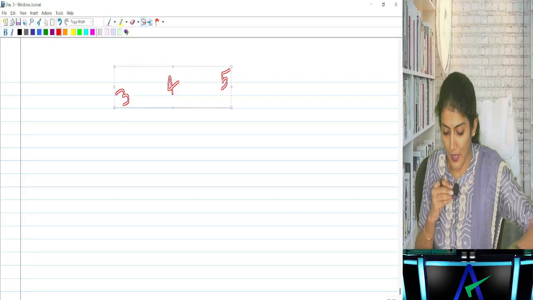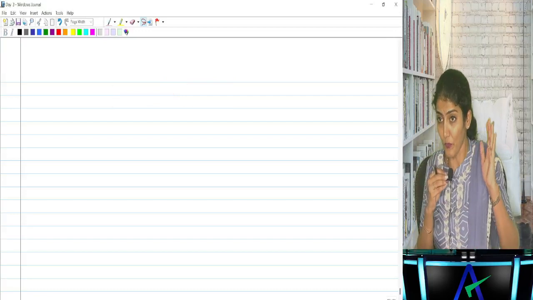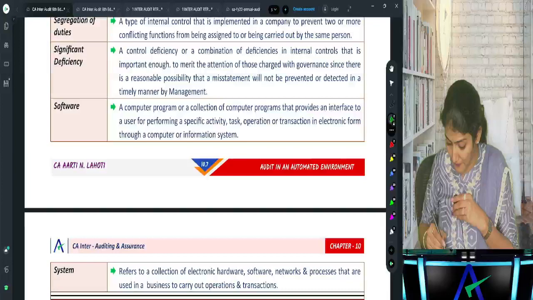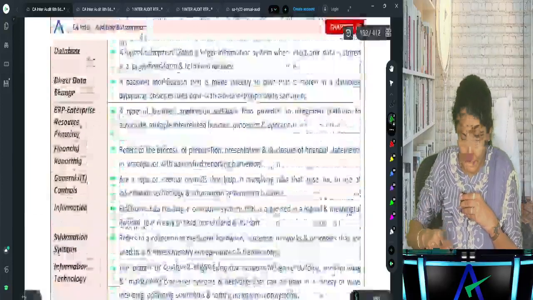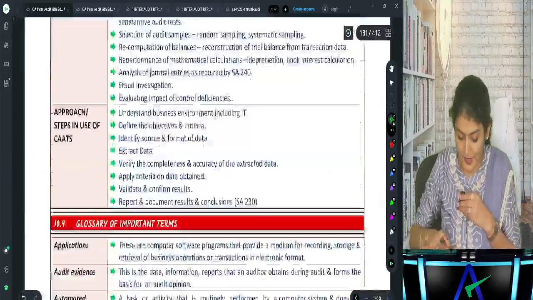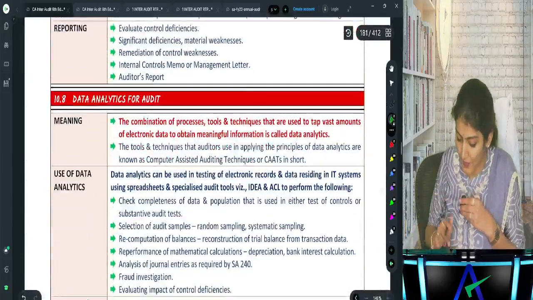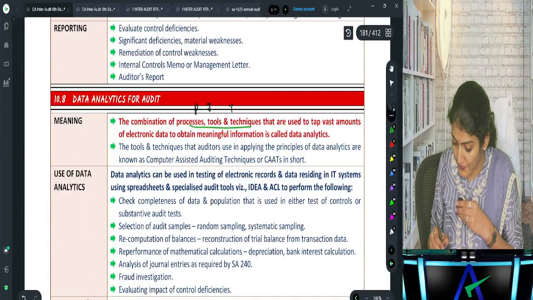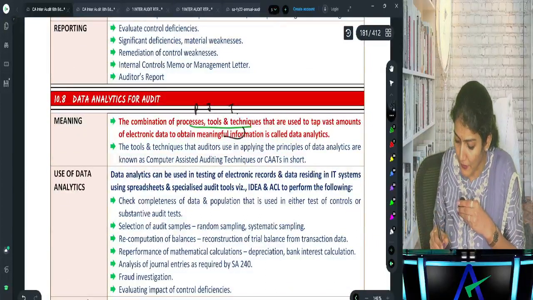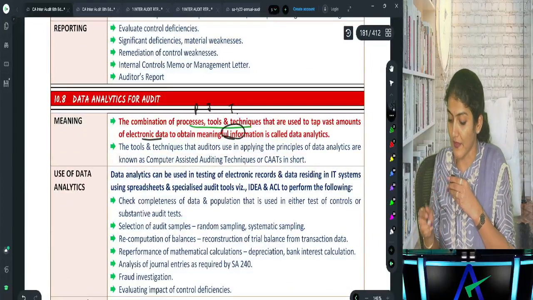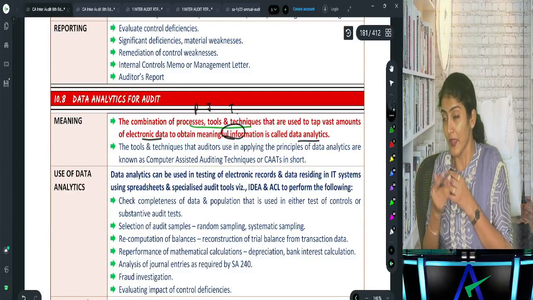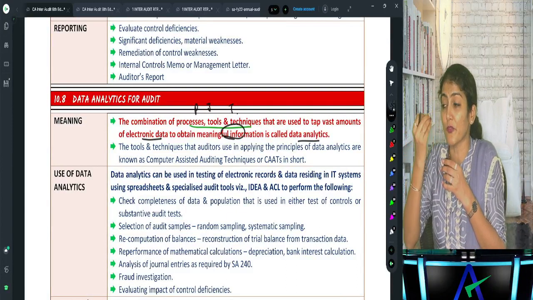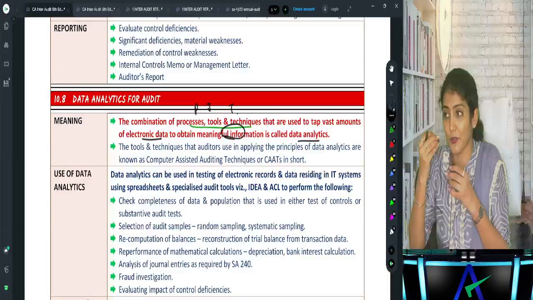Okay, right. So now let's come to the discussion of the automated environment. And now what do we say? In an automated environment, the auditor makes use of data analytics, right? What is data analytics? The combination of PTT. What is PTT? Processes, tools, and techniques to generate meaningful information from raw system data is called data analytics.